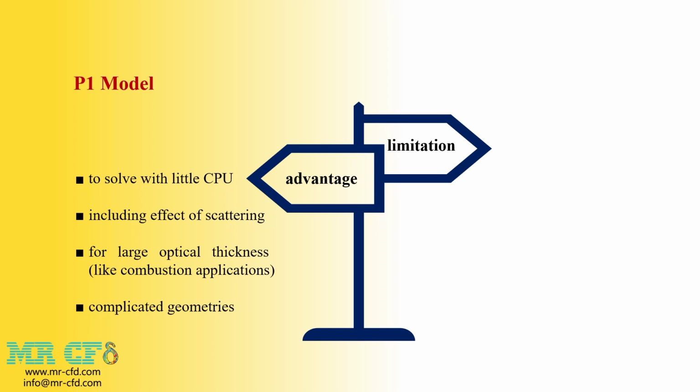The first advantage it has over the DTRM method is that it can be solved with low CPU. The reason is that the radiative transfer equation, abbreviated as RTE, is expressed as a diffusion equation. The second advantage of this method is that it takes into account the scattering effect. Third, for applications such as combustion where optical thickness is high, this model works relatively well. Fourth, this model can be used for complex geometries with curved coordinates.